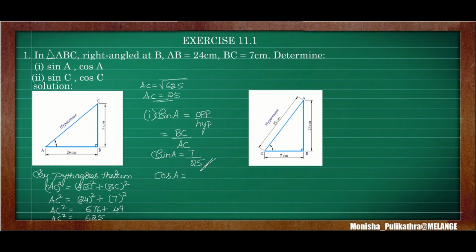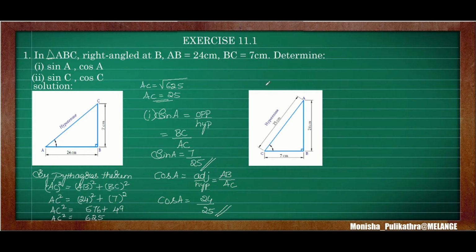Next we need to find out the value of cos A. According to trigonometric ratios, cos A is given by adjacent by hypotenuse. So sin A is opposite by hypotenuse, whereas cos A is adjacent by hypotenuse. Here the adjacent side is AB, the base side. The adjacent is AB, and again the hypotenuse is AC. So cos A is equal to the value of AB, which is 24, over the value of AC, which is 25. So the answer is 24 by 25. That's it. There is no other simplification. We just need to write the value of those ratios.